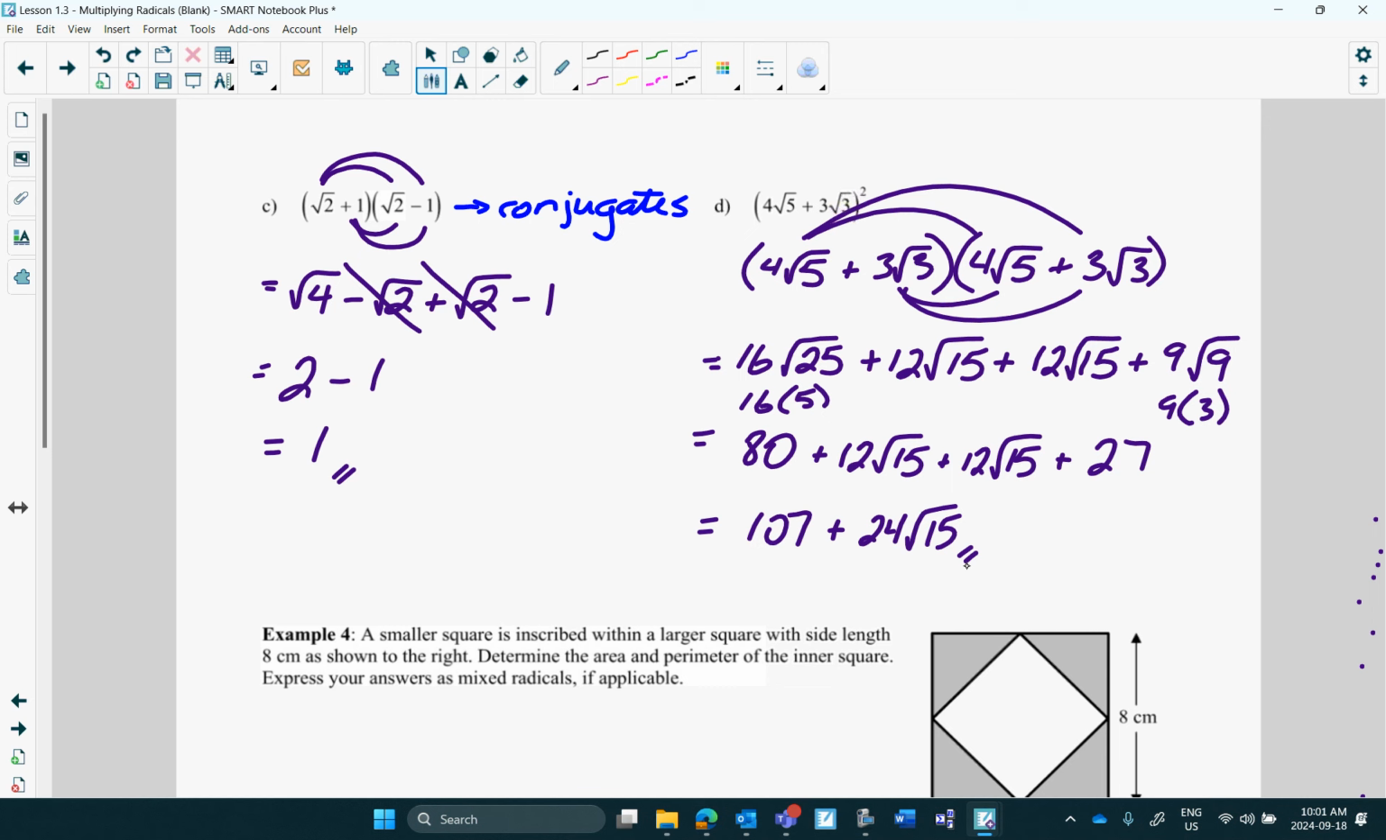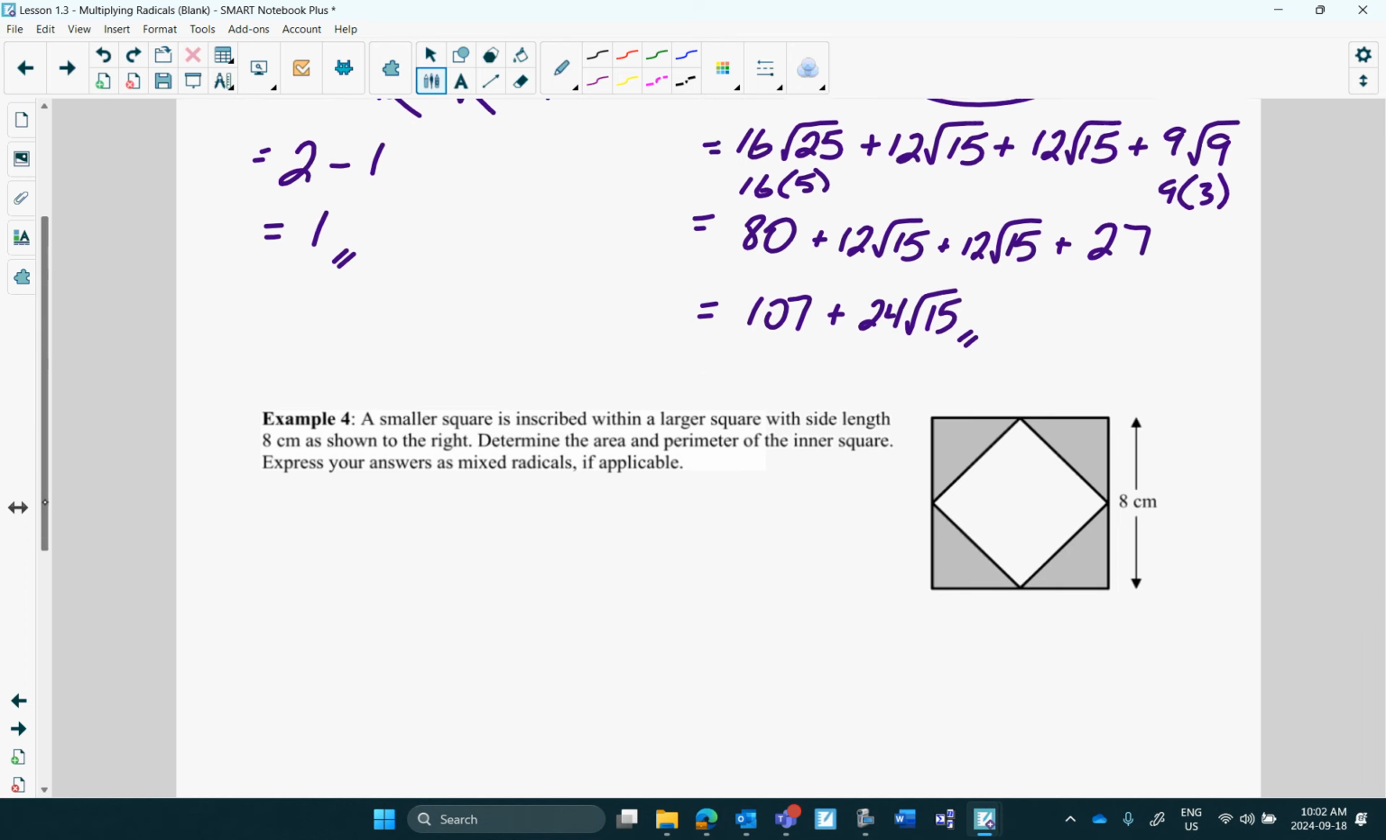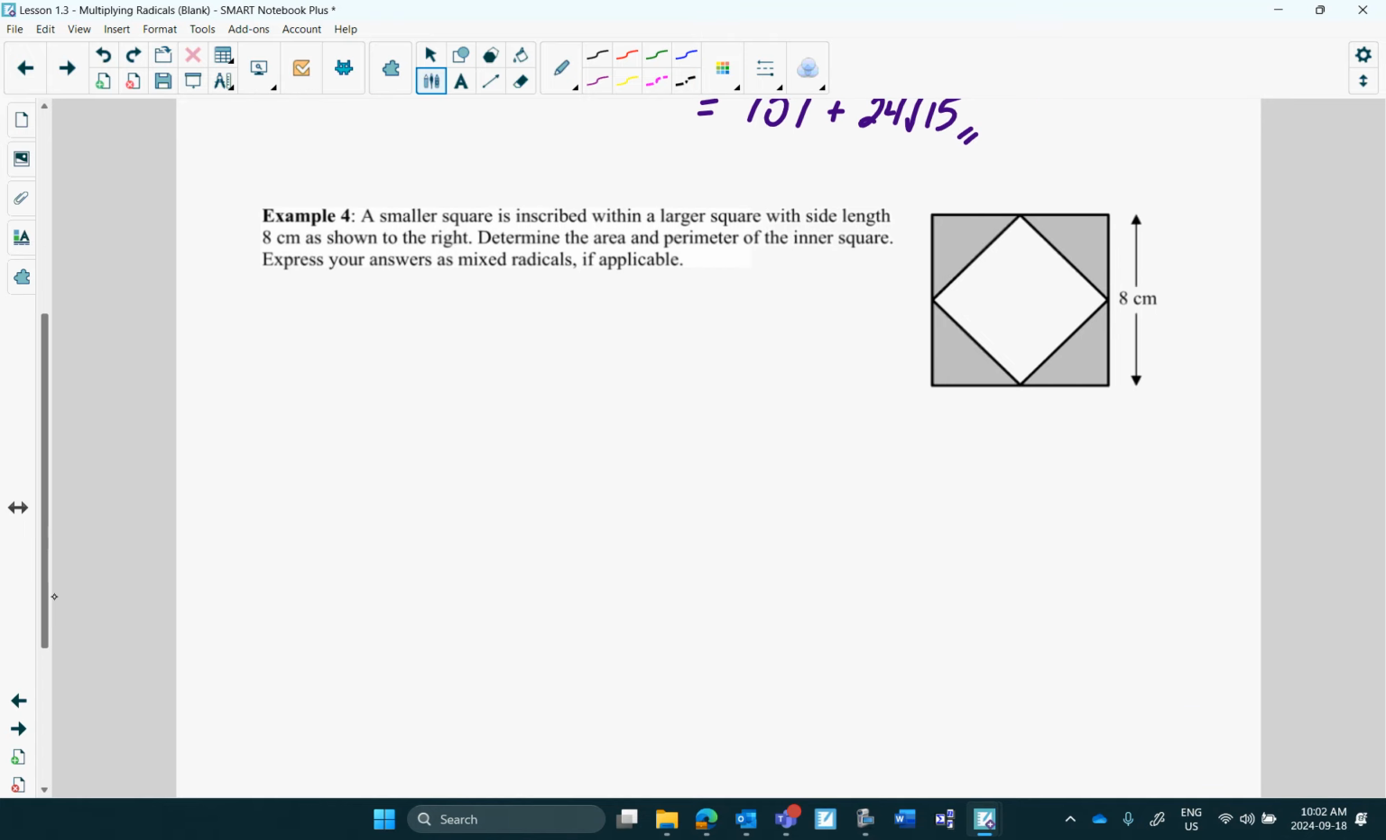What I want you to do for this last example is pair up or triple up and try and figure it out. I will tell you what the word inscribed means. Inscribed means the corners of the white square are touching the sides of the bigger square. See if you can figure this out.